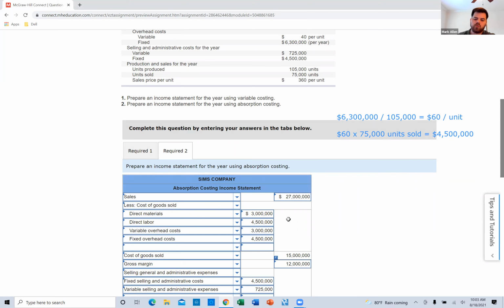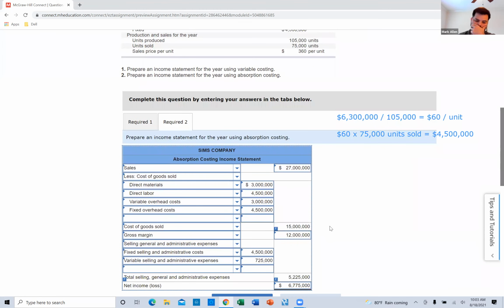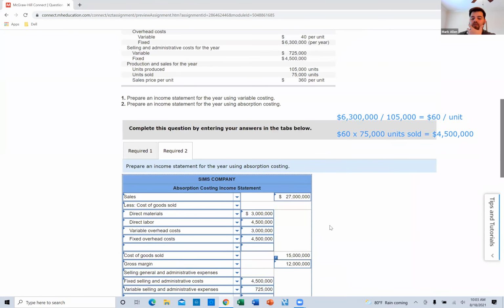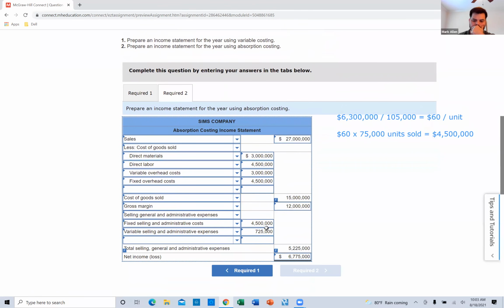Now that we've done that, we can simply add up these four numbers. That gives us 15 million. And then we take 27 million minus 15 million, and that gives us $12 million for gross margin. Now, we are ready to deal with our selling and admin. We find our 4.5 million in fixed selling and admin, our 725,000 in variable selling and admin, and back those two out. That gives us a sum of 5,225,000. We then take the difference between the 5,225,000 and the 12 million to get net income of 6,775,000.